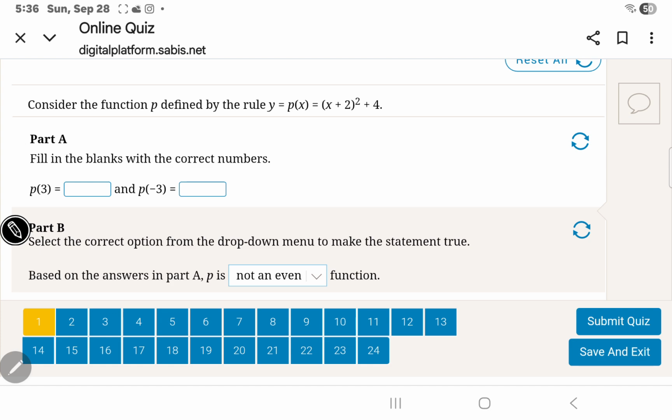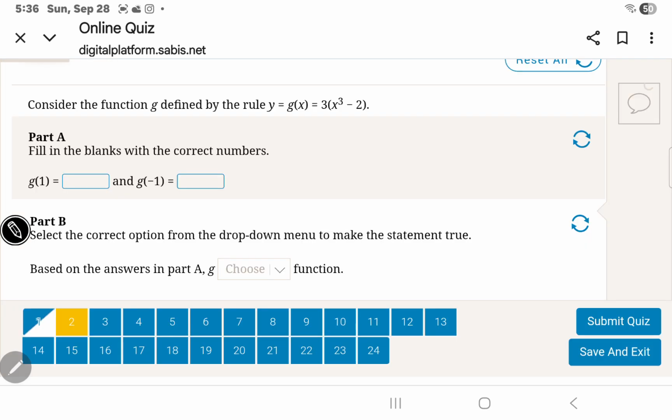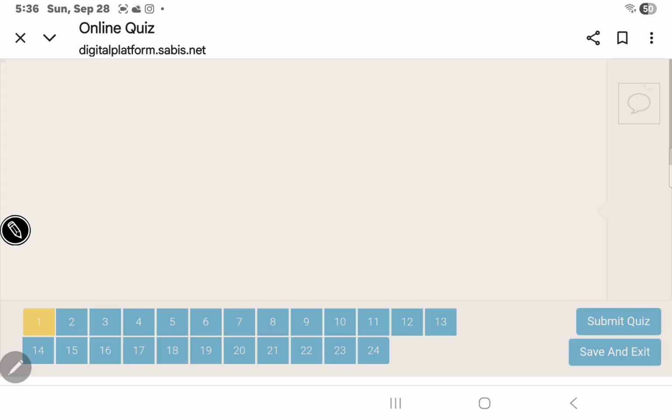If the answers for P of 3 and P of minus 3 are the same, it's even. If not, it's not even. Question number 2.